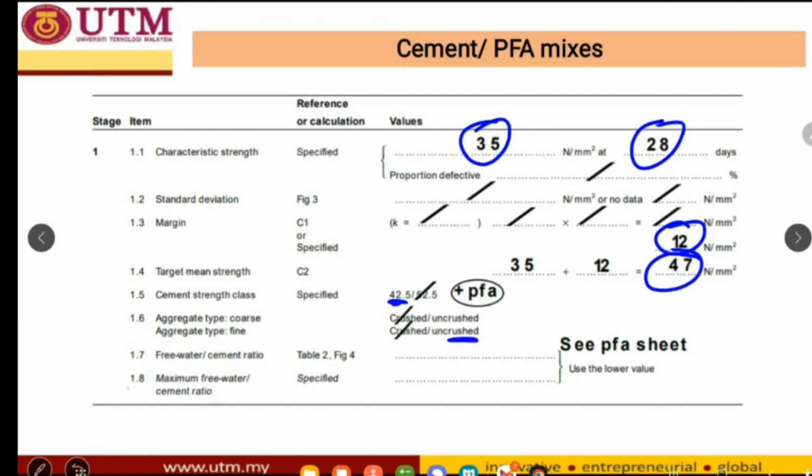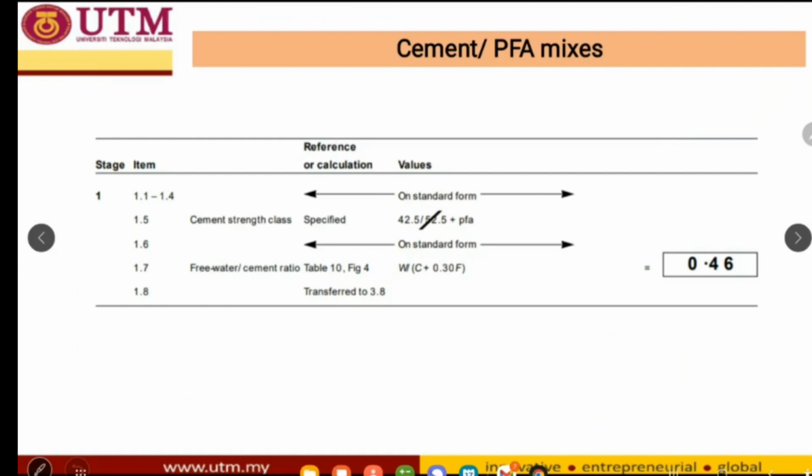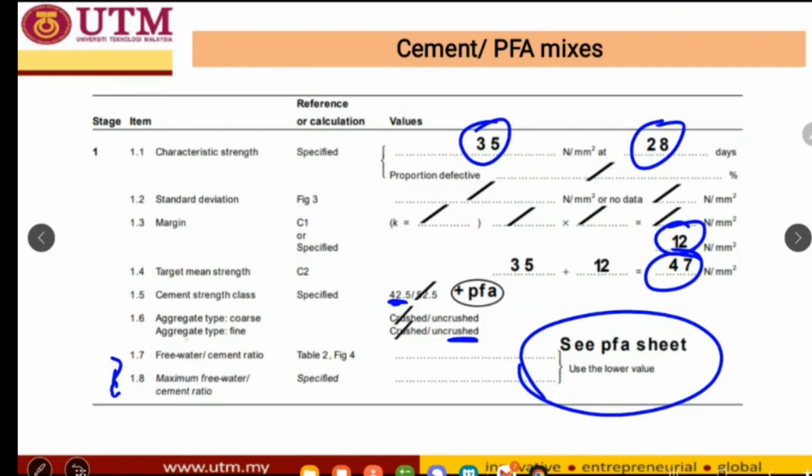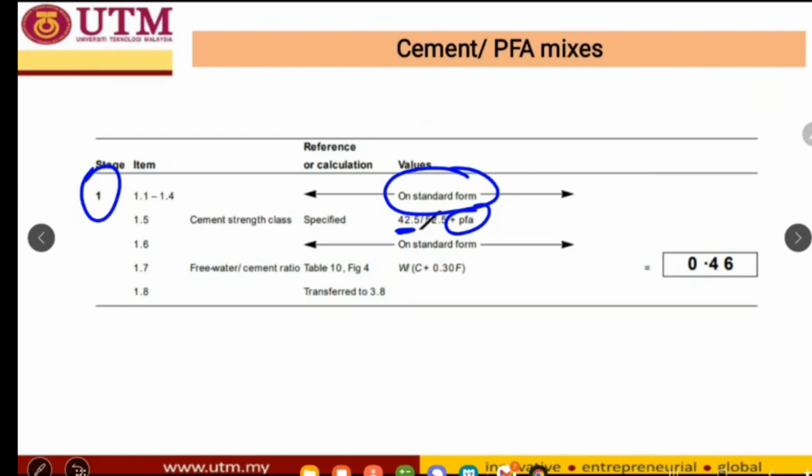And then starting from 1.7 to 1.8 we need to use the PFA sheet. Okay, so this is how the PFA sheet looks like. So in the PFA sheet it also has the corresponding stages. So from stage 1.1 to 1.4 you need to refer to the standard form, which is this form and the previous form. Okay, and then for the cement strength class we specify 42.5 plus the PFA. 1.6 is also from the standard form, which is the aggregate types. All right, and then the free water cement ratio we need to refer to table 10 and also figure 4.